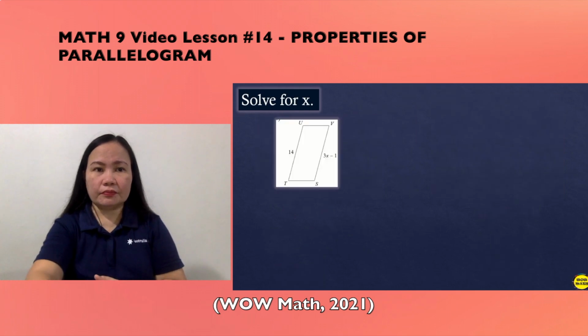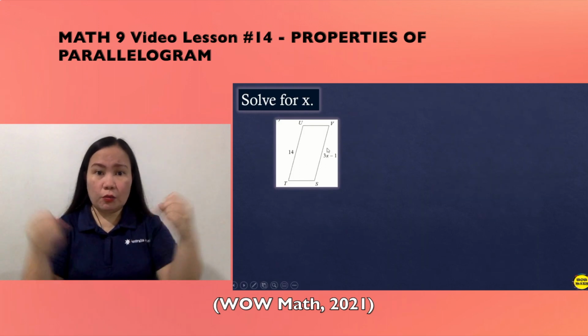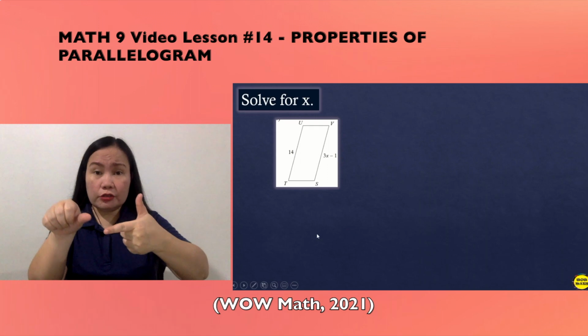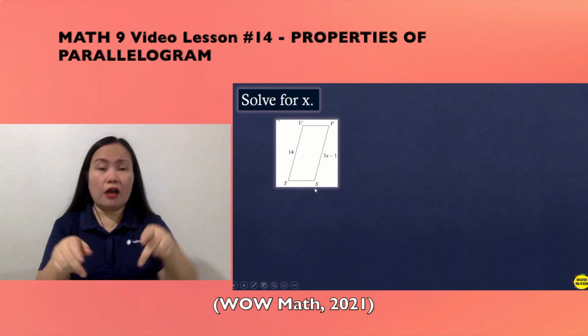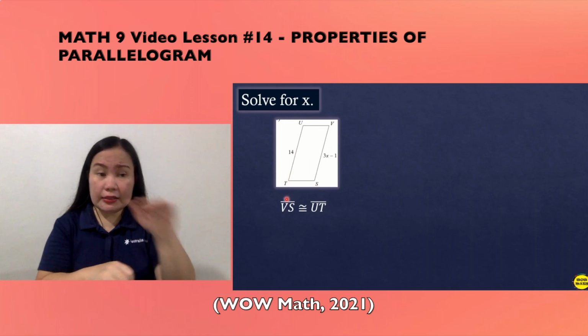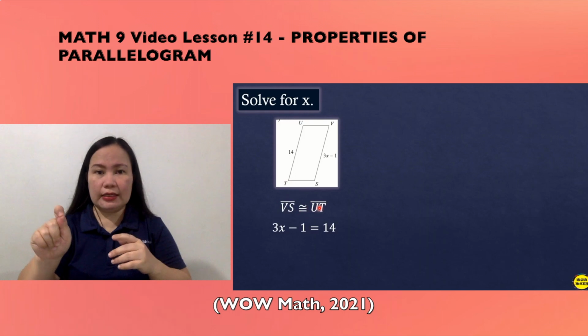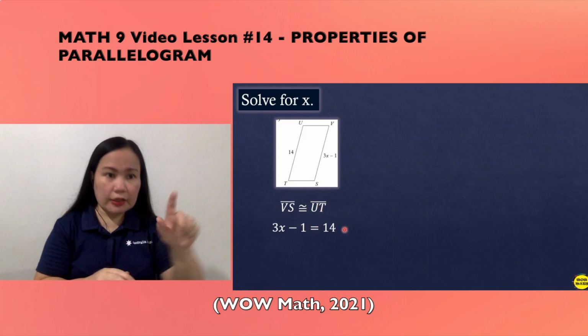Okay. So, another, we have, okay, solve for x. So, apply natin, opposite angles of parallelogram are congruent. So, therefore, yung side na to ay equal sa side na to. So, we can say that VS is congruent to UT. So, 3x minus 1 is equal to 14.